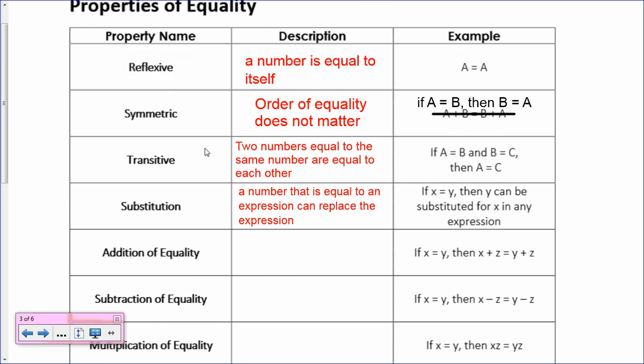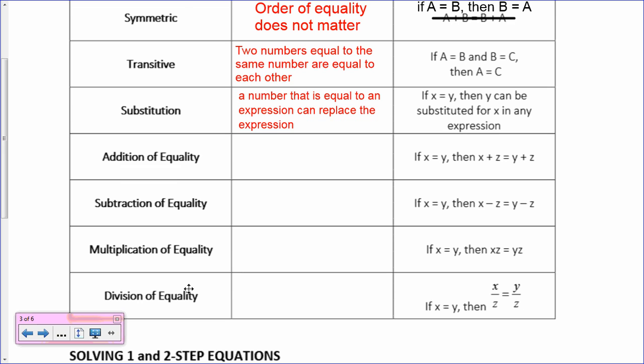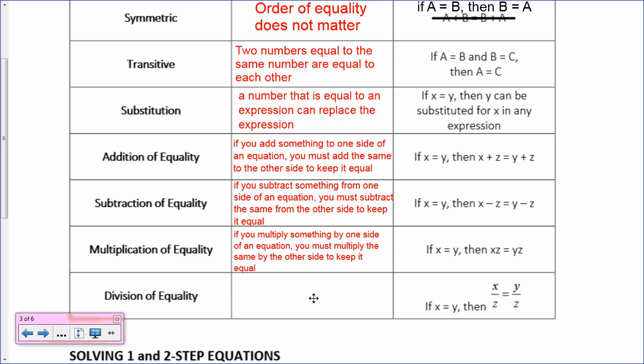Addition of equality. So here we have the next four: addition, subtraction, multiplication, and division of equality. These are the wordy ones. Sorry, it's basically the same thing. All I changed is whether it's addition, subtraction, multiplication, and so on. But addition of equality.